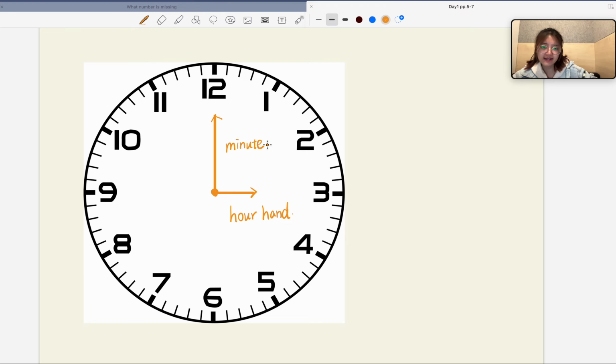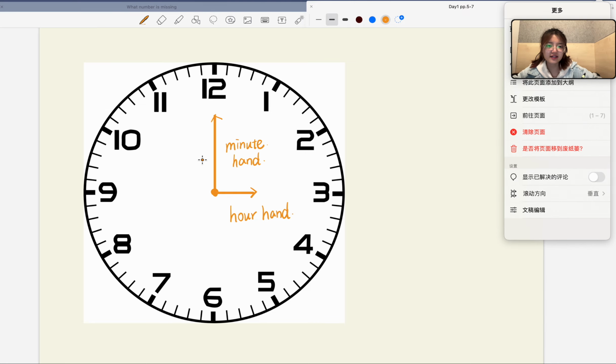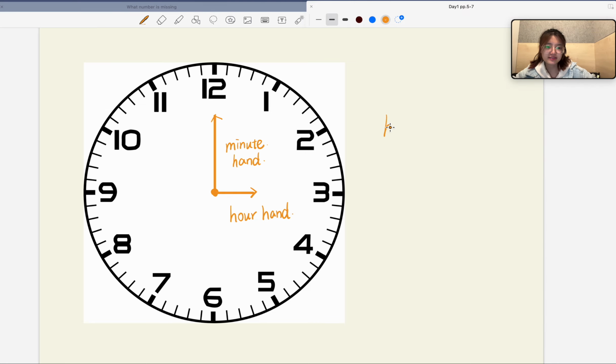So the shorter hand can show the hour. The minute hand can show the minute. So now everyone, what's the time on the clock? Basically we will have hour and minute. We can see the hour hand is pointing to number 3, so the hour will be 3. And the minute hand is pointing to 12. We know now it's the starting of 1 hour, so the minute will be 00.